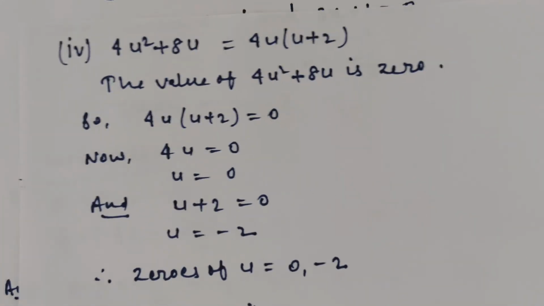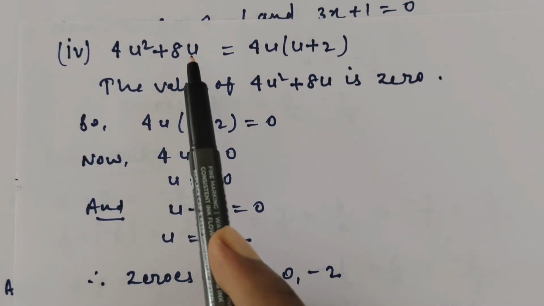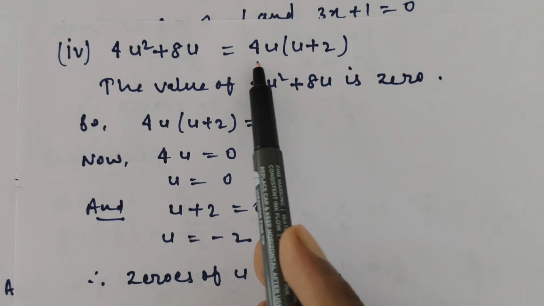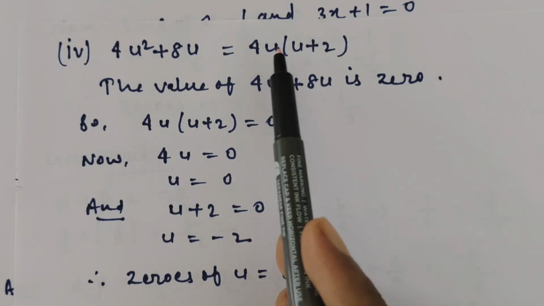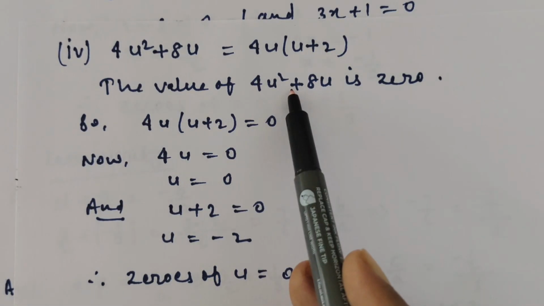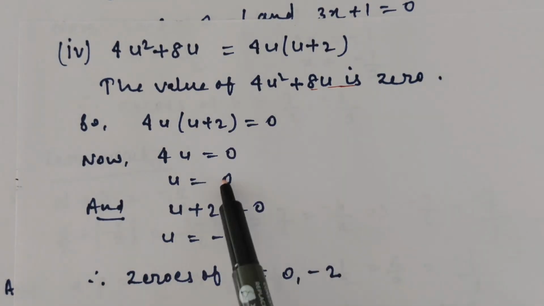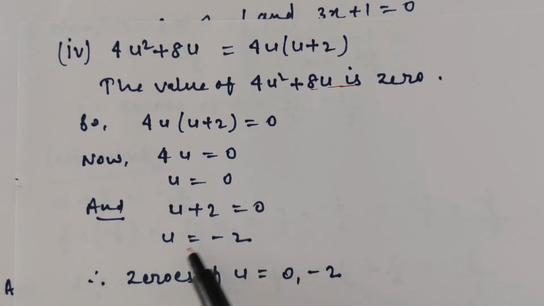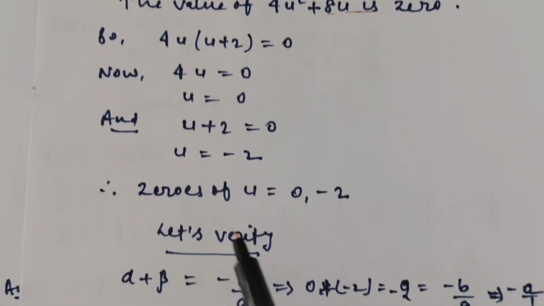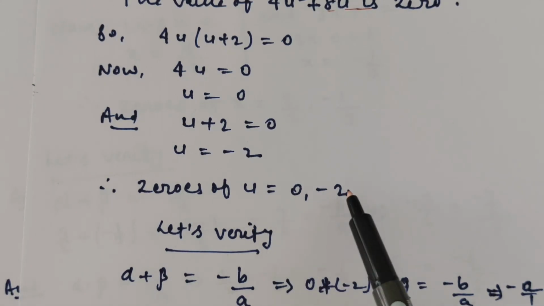Okay, here is question number 4: 4u² + 8u. This is quadratic, because this polynomial does not have three terms, but we can take the common factor 4u over here. Okay, 4u(u + 2). The value of 4u² + 8u is 0. So 4u(u + 2) = 0. Finally we can say 4u = 0, so u = 0, and u + 2 = 0, that means u = -2. So hence we got the two possible zeros, u = 0 and u = -2.